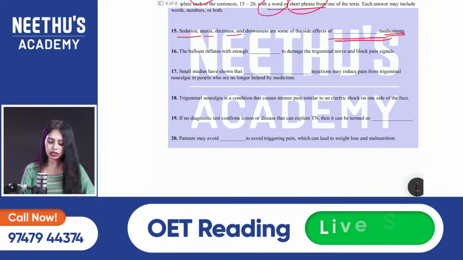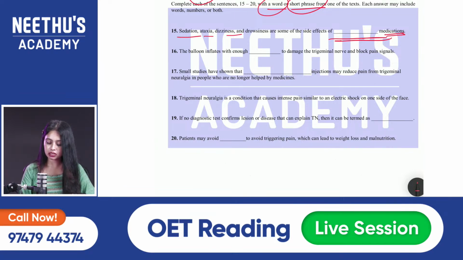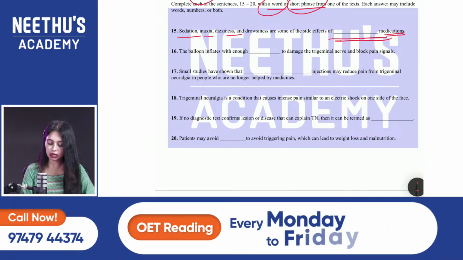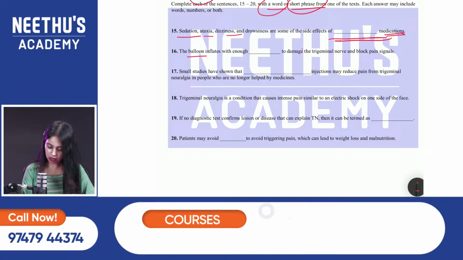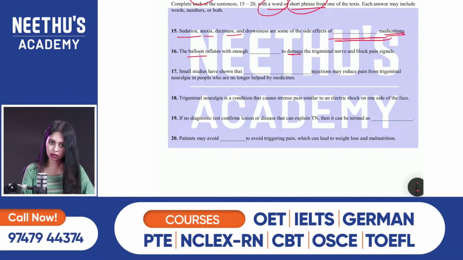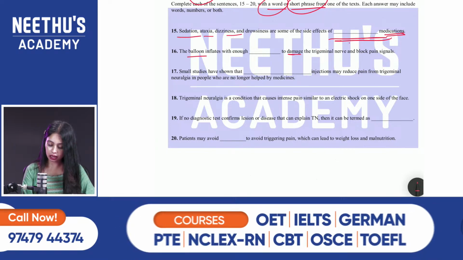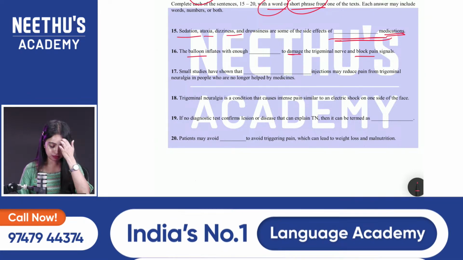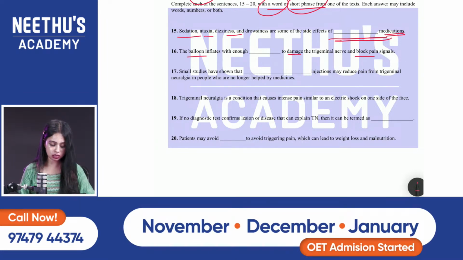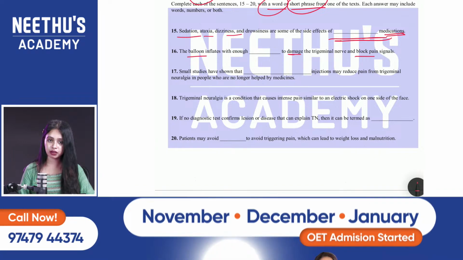16th one: the balloon inflates with enough dash to damage the trigeminal nerve and block pain signals. So the balloon, damage, and block. Yes, Alina, your answer is correct, which is anticonvulsant. Very good, dear.